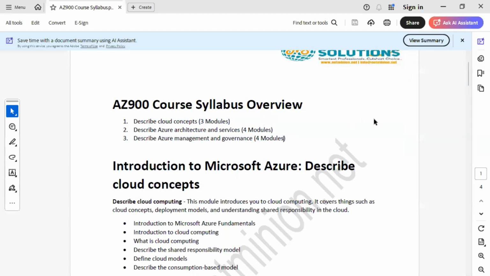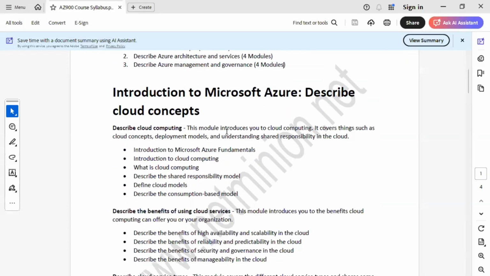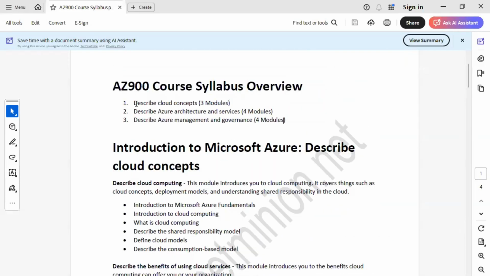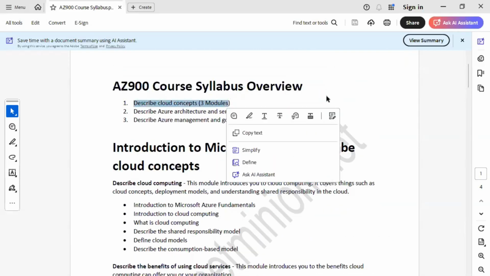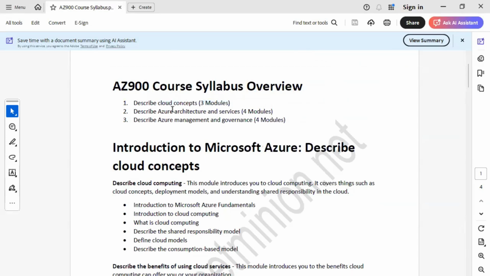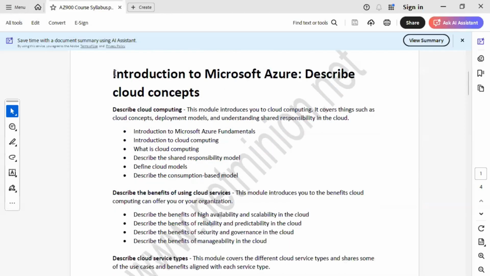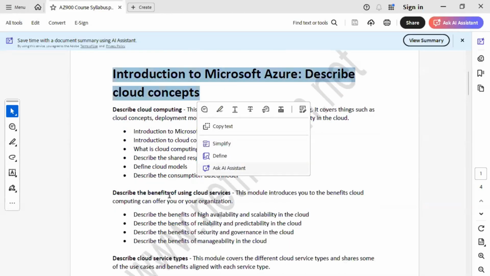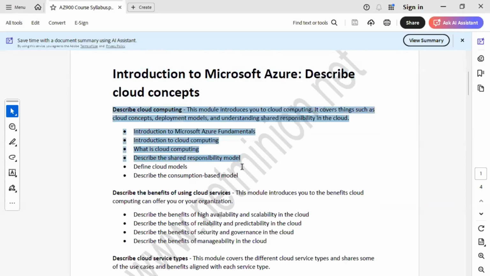So it is not a very big course, to be honest. But yeah, we need to cover all of those things. You can download the same course syllabus from the website as well. The first one is talking about cloud concepts. So in the cloud concepts, this is the first unit, and the very first topic is describe cloud computing.